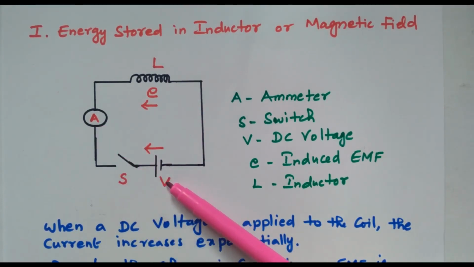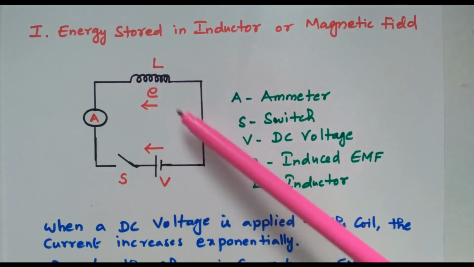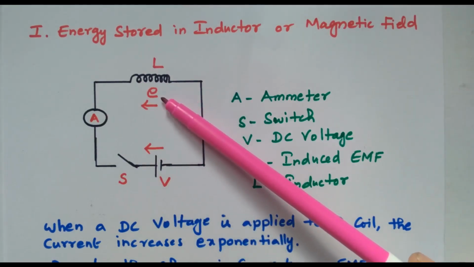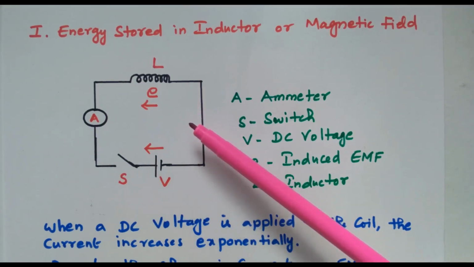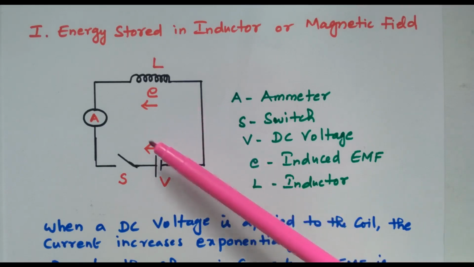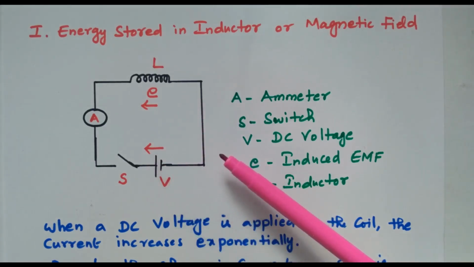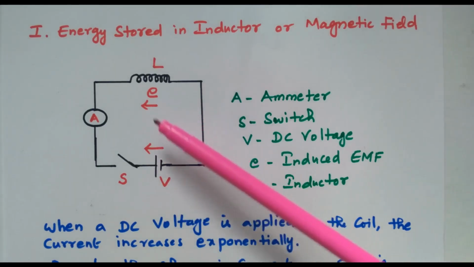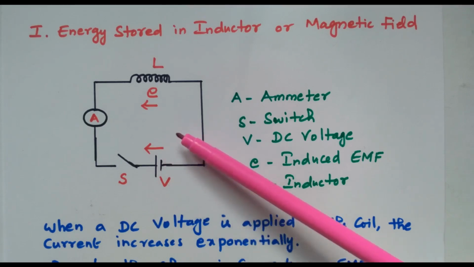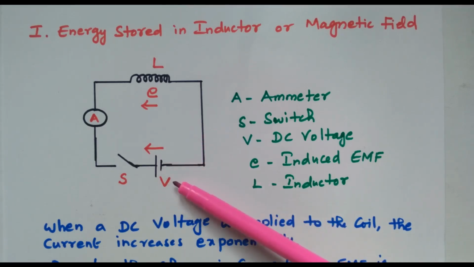When the DC supply is given, the current will be flowing through the inductor. So due to rate of change of current, EMF is induced in the inductor. See the direction, the induced EMF is opposing the supply voltage. This opposition is converted into work done, that is nothing but energy stored. The opposition of the induced EMF by the voltage source is converted into energy stored in the inductor.